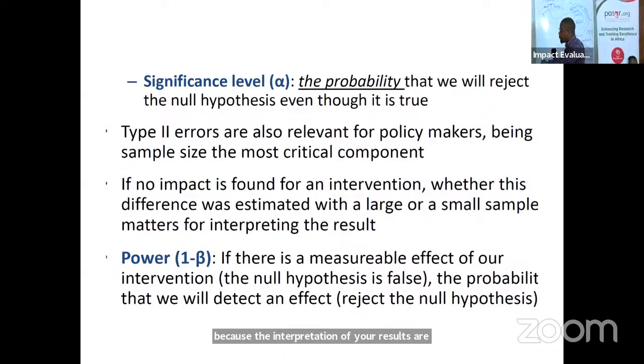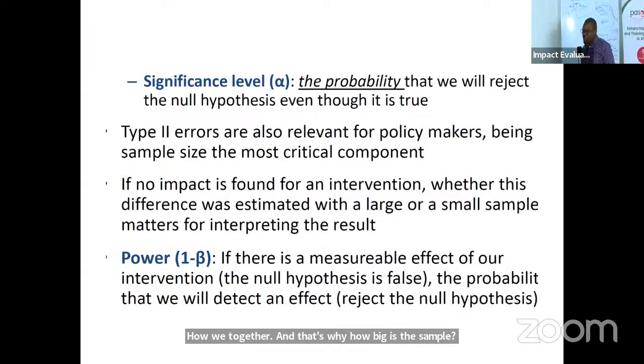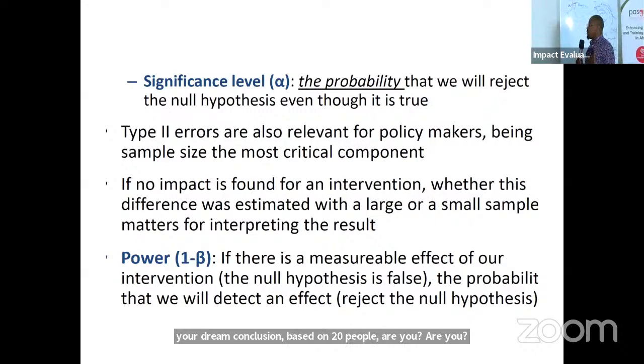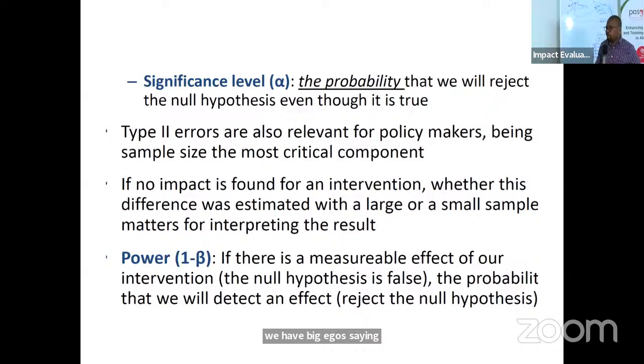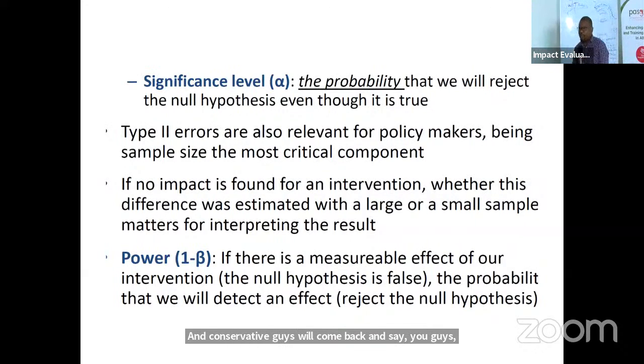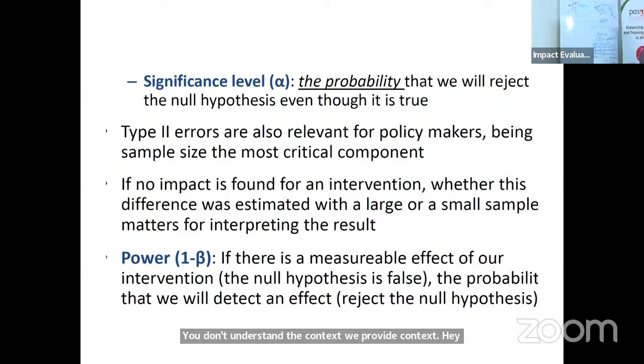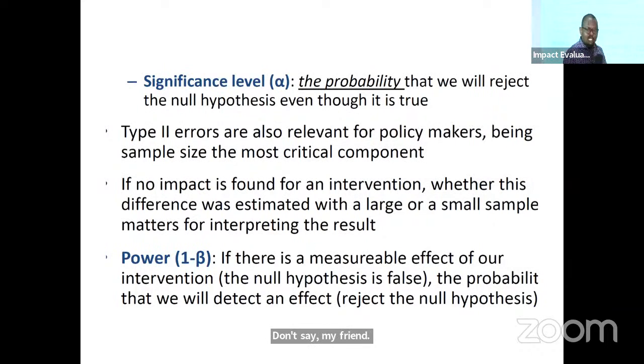Small. Are we together? And that's why people ask, hey, how big is the sample? It was 20 people. So you're drawing conclusions based on 20 people. Are you not? And that's why there's a tension between qualitative guys and quantitative guys. Qualitative guys, they have big egos, saying these quantitative guys are too shallow. How can you draw this with 50 people? And quantitative guys will come back and say, you guys, you're too pompous. You don't understand the context. We provide context. Tension, my friend. But it's part of how we grow.